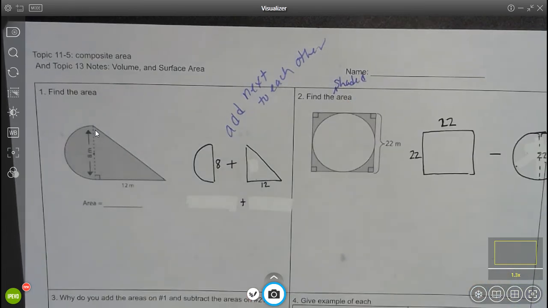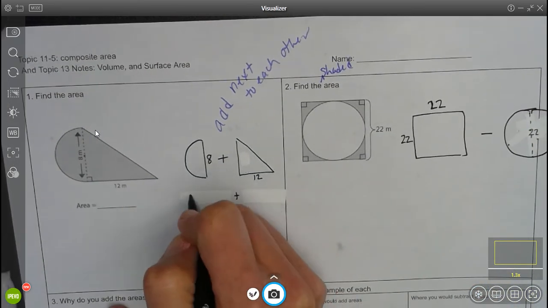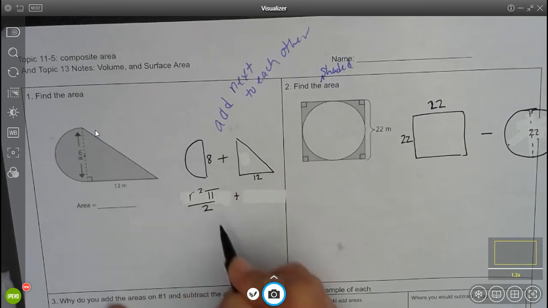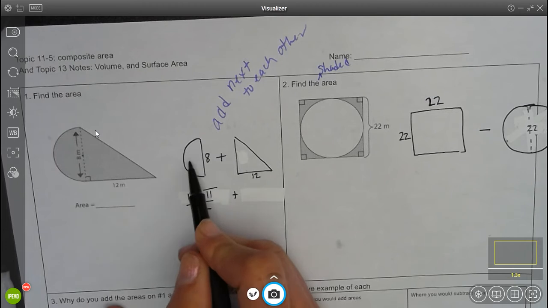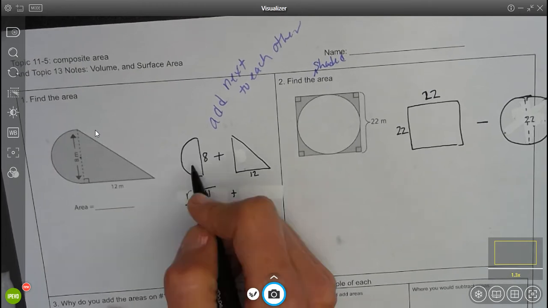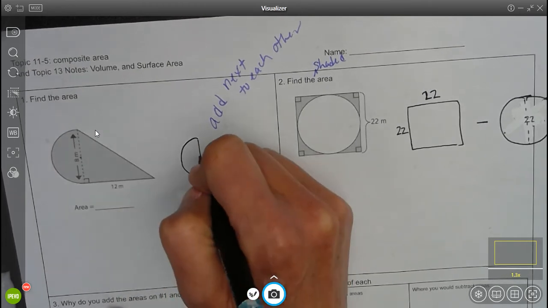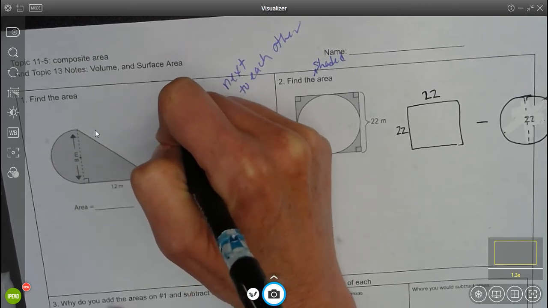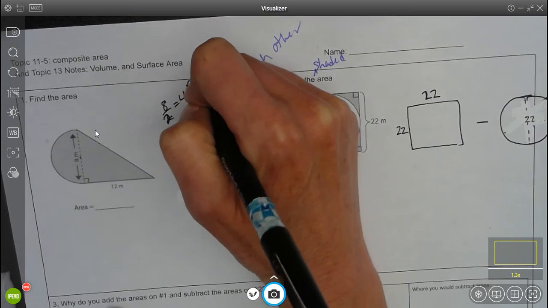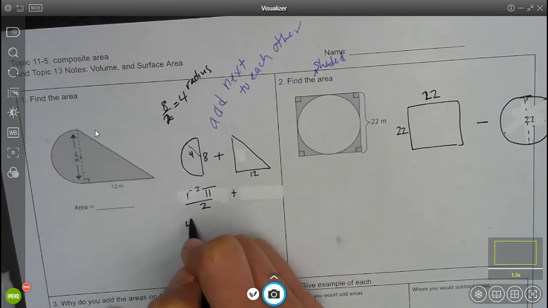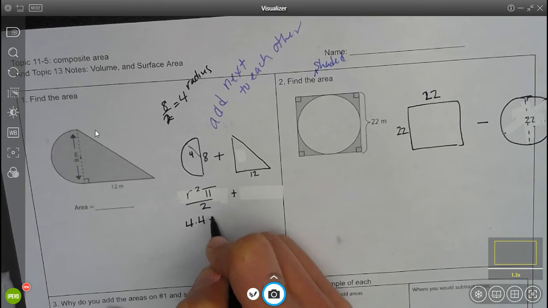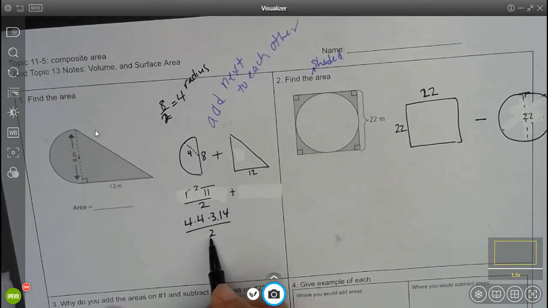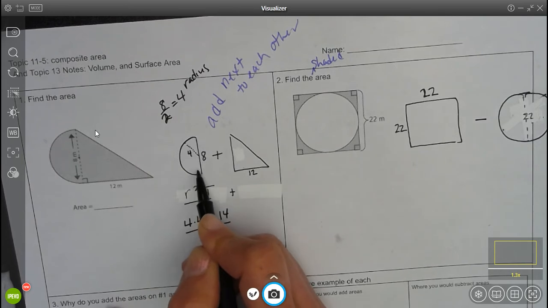Okay, so this right here is a half circle, and we know the rule for the whole circle is radius squared pi. So I'm going to do that, and then at the end I'm going to cut it in half. I'm dividing it in half because it's only a half of a circle. So this has a diameter of 8, so it would have a radius of 4. 8 divided by 2 gives me 4 for the radius. So that's the number I'm going to use, 4 times 3.14. And eventually I'm going to need to cut that in half. Again, I'm dividing my answer in half because this is a half circle.